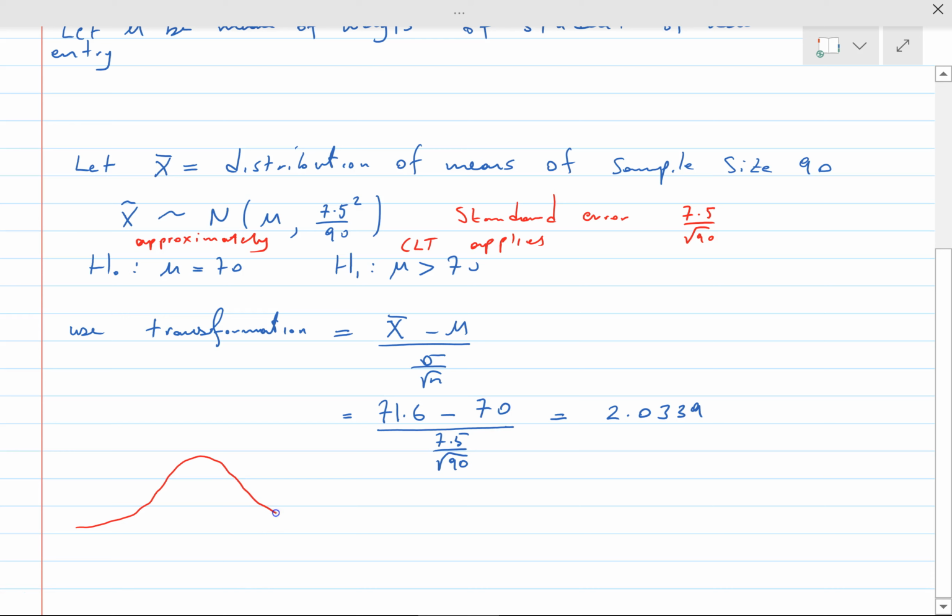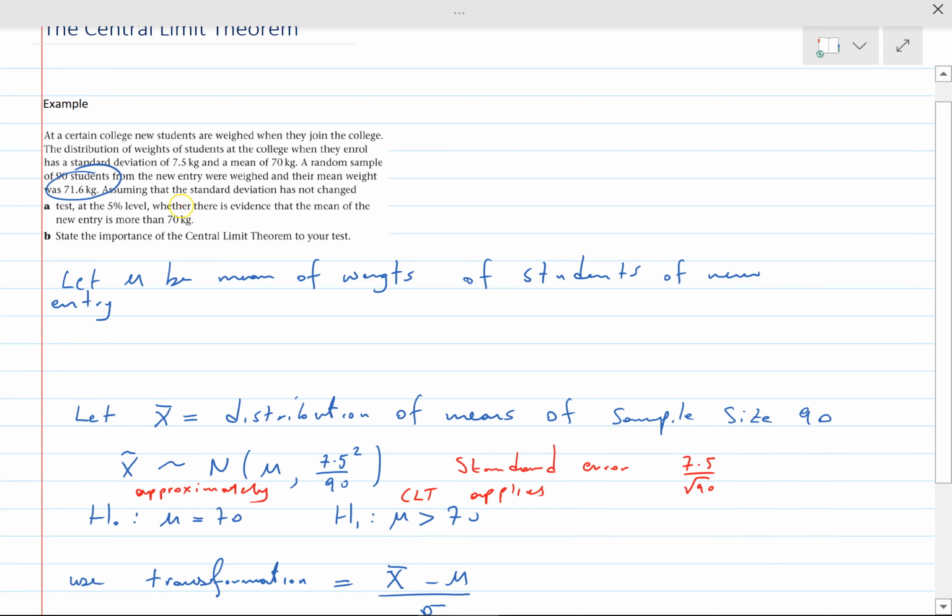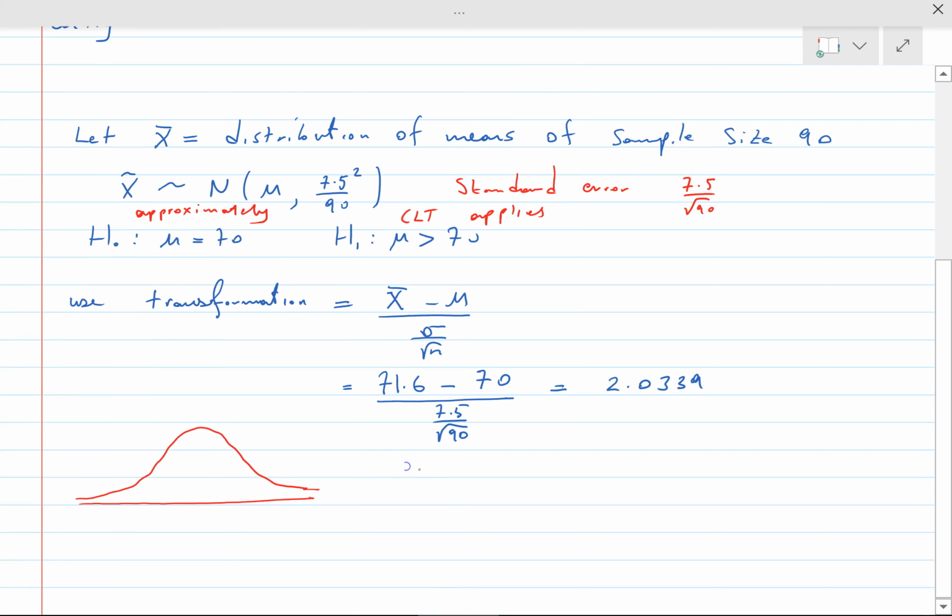So then we compare this with the critical values of the standard normal distribution, and you can find these critical values on the calculator. You put in something like 0.95 on the inverse normal on your calculator. You put in 0.95 because we want a 5% significance level, so you put in 0.95 in inverse normal.